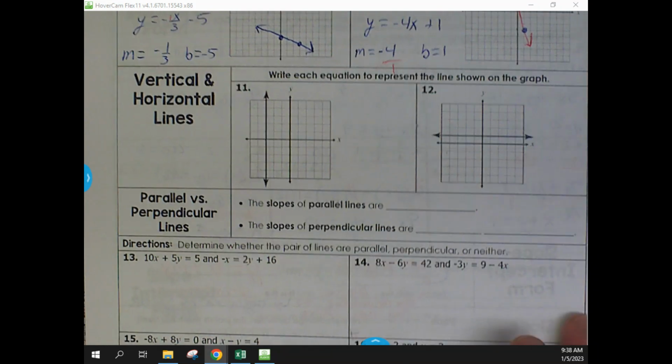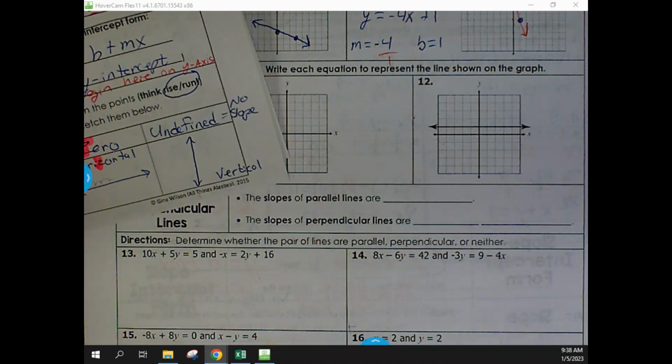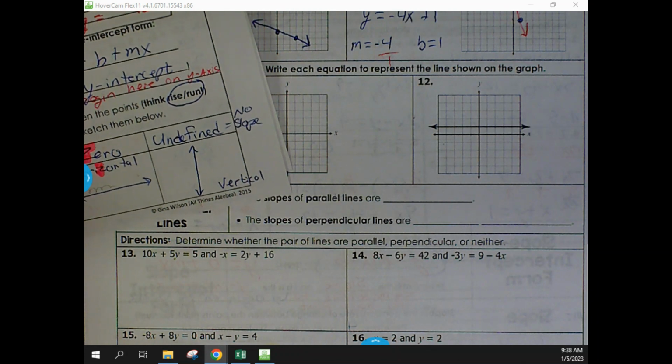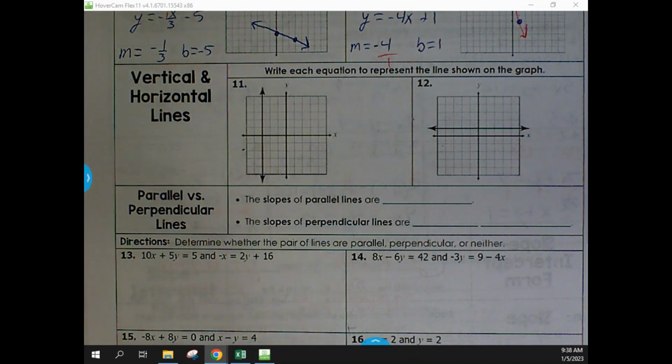Okay, now we're back to those trick questions again. We got vertical and horizontal lines. Okay, now from what we had back here on our other paper, that's a vertical line, right? So what kind of slope is it going to have? We said a vertical line was going to be no slope or undefined. So we know this thing is going to be no slope or undefined.